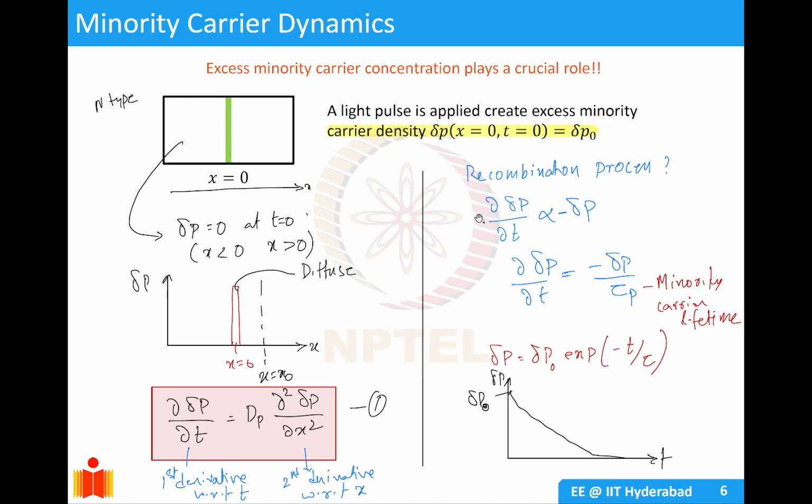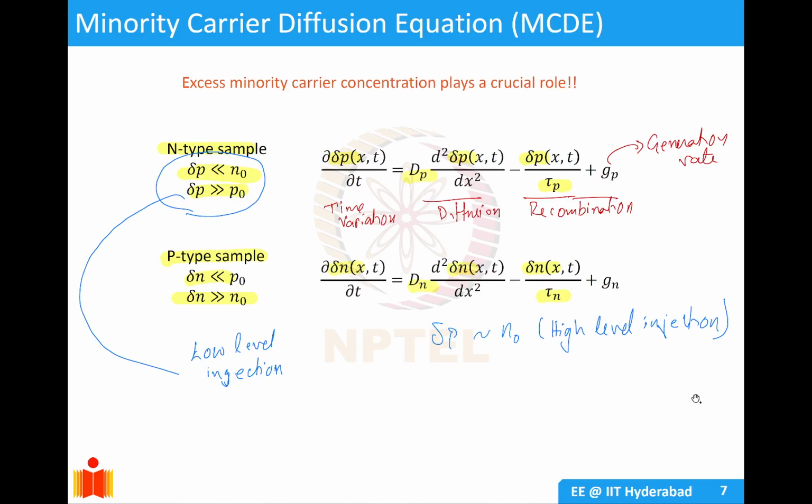For the recombination process, del of delta p by del t is proportional to minus delta p, the excess carrier concentration, which is equal to minus delta p by tau p, where tau p is the minority carrier lifetime. So you can plot versus time as delta p equals delta p naught exponential of minus t by tau, which will be this plot. So these will be the equations that you will get.